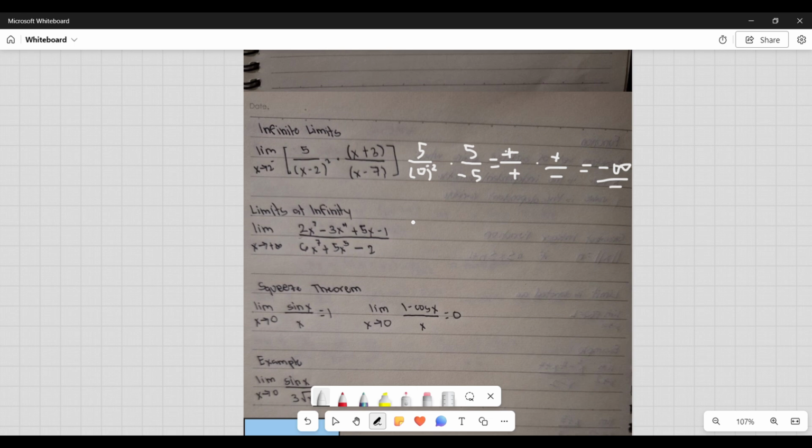We can solve that by just dividing everything by x to the power of 7. So 2x to the power of 7 over x to the power of 7 is going to be just 2, minus 3x to the power of 4 over x to the power of 7, plus 5x over x to the power of 7, minus 1 over x to the power of 7.